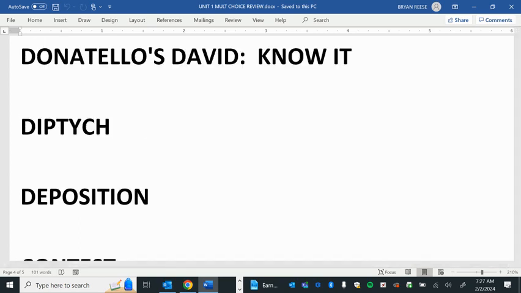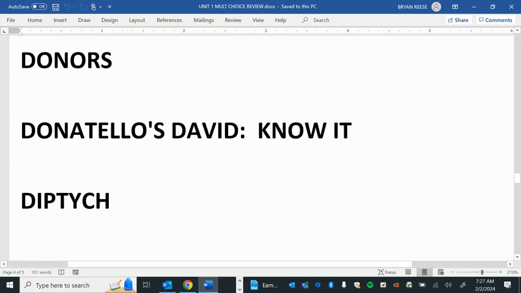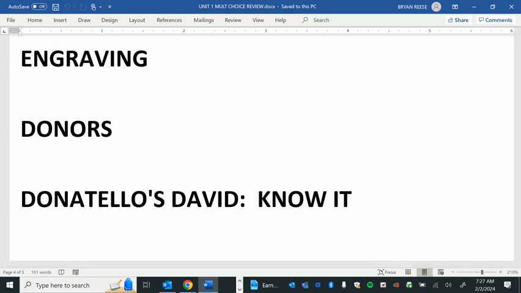Donatello's David. I talked at length about that sculpture. I want you to know it. There's a question in the test about something that I discussed of this sculpture. There's a question about the donors. How do you know donors when you see them? Engraving. I want you to know the difference between engraving, intaglio, and woodcut. Those words are also in here.